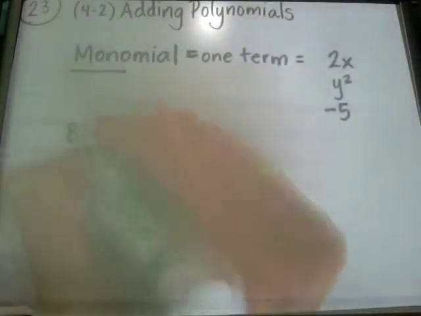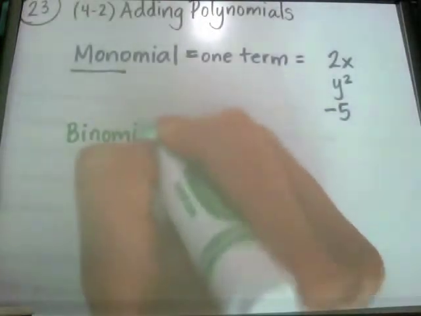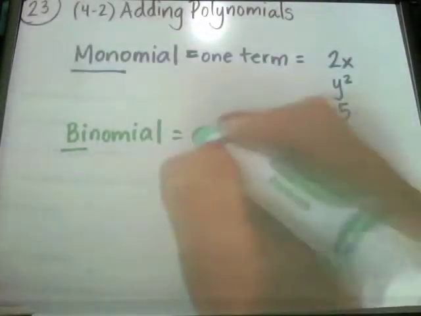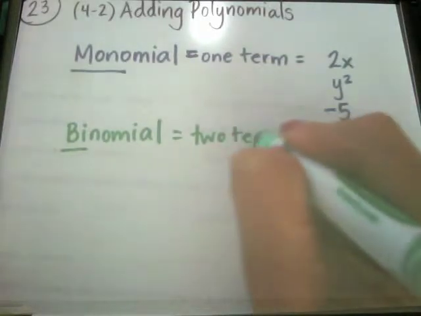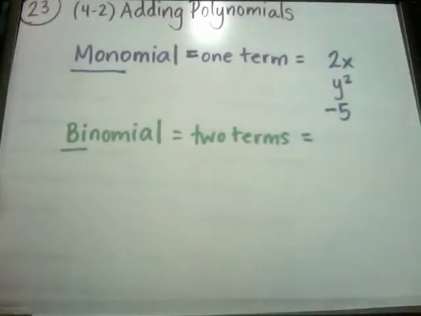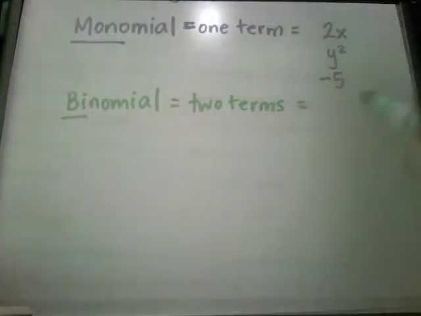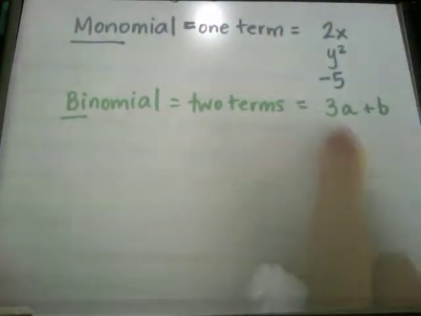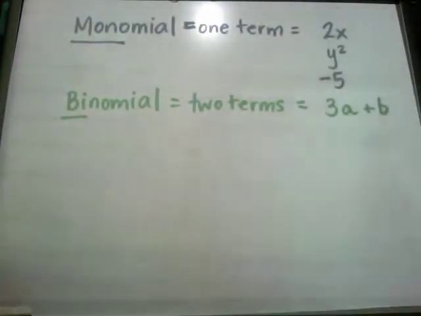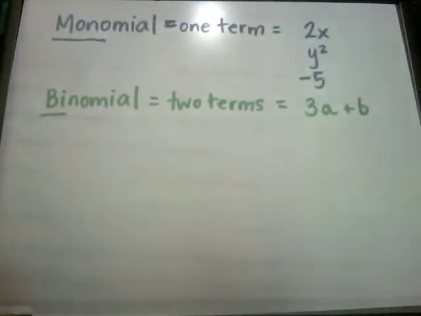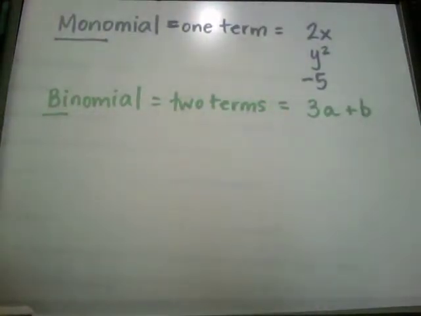A binomial, bi means 2 terms. Now, whenever we have more than one, when I say 2, that means they're going to be added or subtracted. So for example, 3a plus b. 3a is a monomial, b is a monomial. When I try to add the 2 together, I have a binomial. 2 terms, right? Like bicycle, 2 wheels.